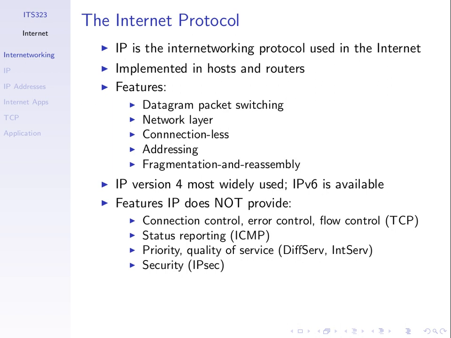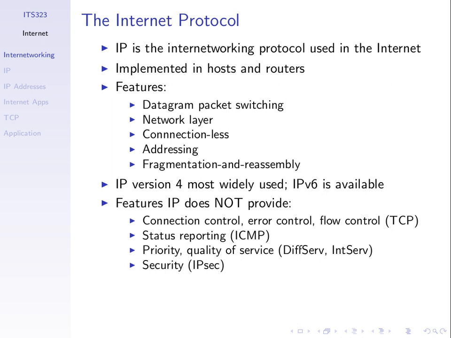IP turns out, compared to many other protocols used in the internet, quite simple. It does not do any flow control. You know flow control from your assignment, the sliding window, stop and wait. It doesn't have anything like that. It doesn't do error control. It doesn't retransmit. What IP does is that you send a packet. If it gets to the destination, that's nice. If it doesn't get to the destination, too bad. IP will not try and retransmit that data if something goes wrong.